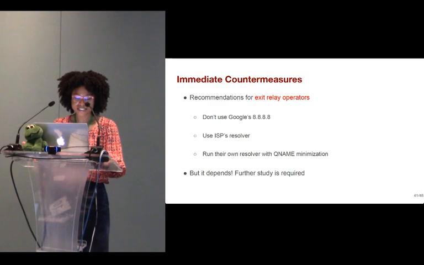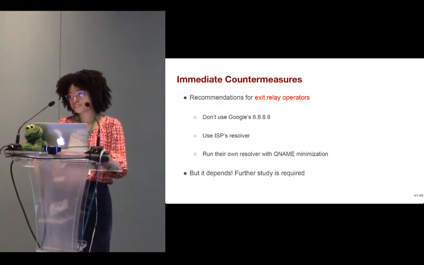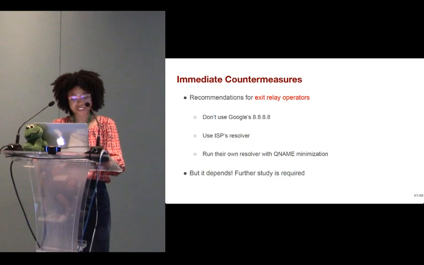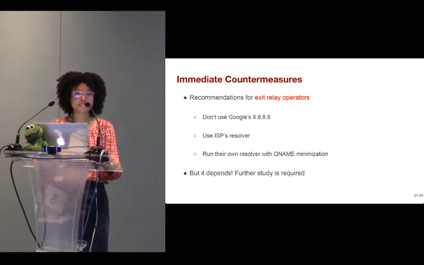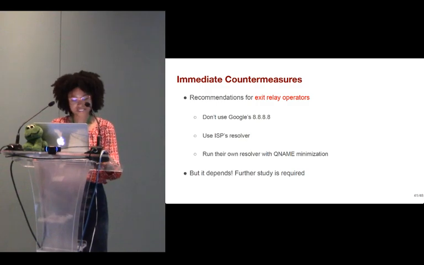And instead, they should either use the resolvers provided by their ISPs or do their own resolution, particularly if the operator's ISP already hosts many other exit relays. So for example, some ISPs like OVH host a disproportionate amount of exit relays already, and here again, we're having one entity that gets to learn a lot about what Tor users are doing.